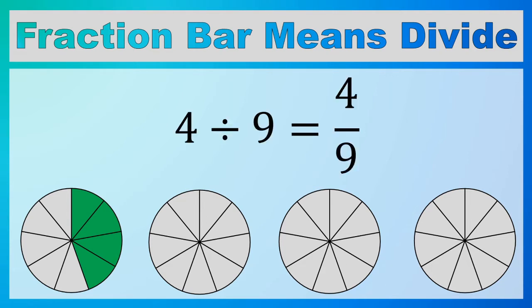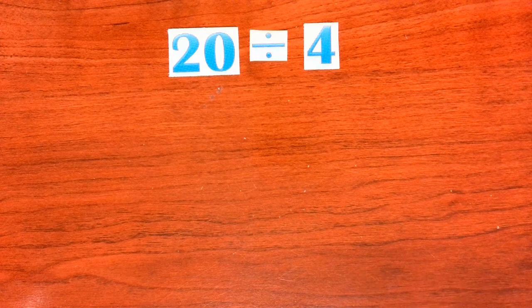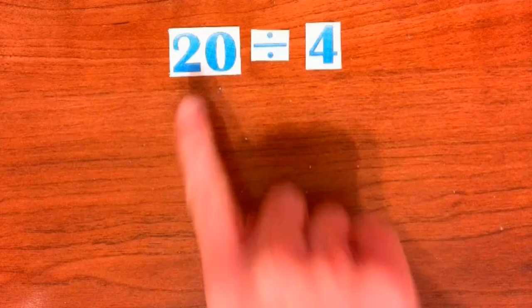Now let's talk about another visual to explain this idea of the fraction bar means divide, or that divide means the fraction bar. But before we do that, let's look at another grouping problem. Let's now solve 20 divided by 4 by using grouping. Now there are two slightly different ways to use grouping to solve division problems. Let's talk about the second way.